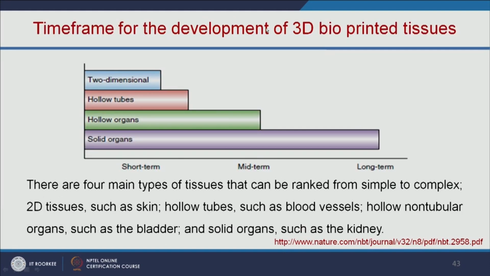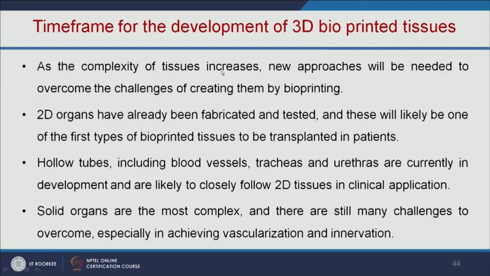And here the time frame for the development of 3D bioprinted tissues depends on the organ which you want to print. In case of 2-dimensional it requires very little time, and in case of solid organs it needs more time. As the complexity of the tissue increases, new approaches will be needed to overcome the challenges of creating them by bioprinting. The 2D organs have already been fabricated and tested, and will likely be one of the first prototypes which could be transplanted into patients.